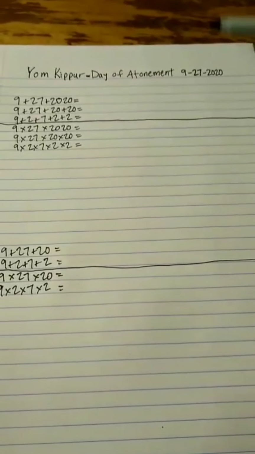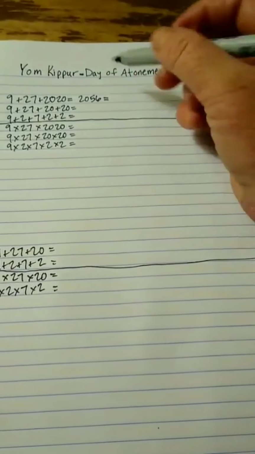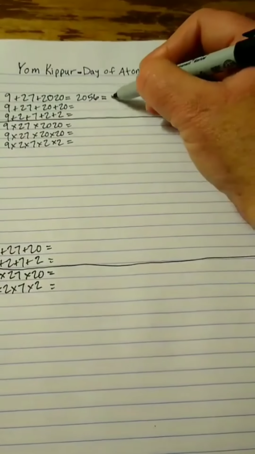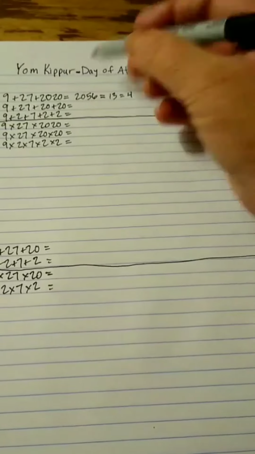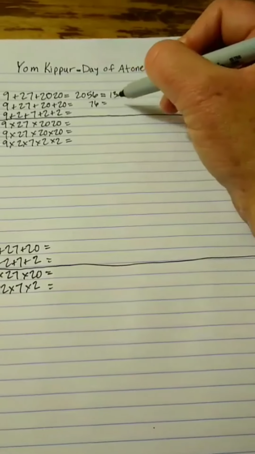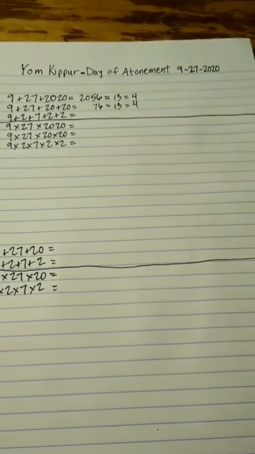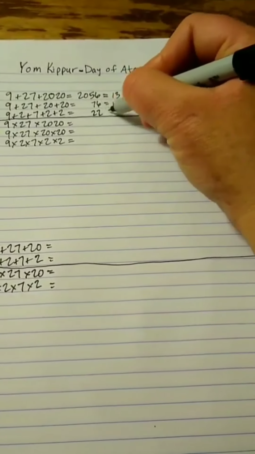So 9 plus 27 plus 2020 is 2,056. Okay? So carry that over, and you got 2 plus 5 plus 6 equals 13. Carry that over. 1 plus 3 is 4. And I guarantee you these other two are 4. Okay? So what we have here, 9 plus 27 plus 20 plus 20 is 76, which equals 13, which equals 4. And then we have 9 plus 2 plus 7 plus 2 plus 2 equals 22, which equals 4.